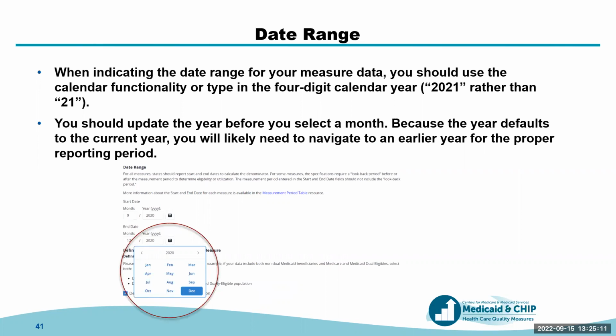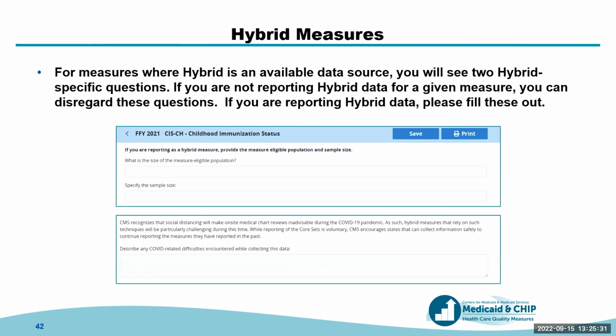When indicating the date range for your measure data, you should use the calendar functionality or type in a 4-digit calendar year. Remember to update the year before you select a month. And because the year defaults to the current year, you will likely need to navigate to an earlier year for the proper reporting period. For measures where hybrid is an available option, you will see 2 hybrid-specific questions. If you are not reporting hybrid data for a given measure, you can disregard these questions. Of course, if you are reporting hybrid data, please fill these questions out.